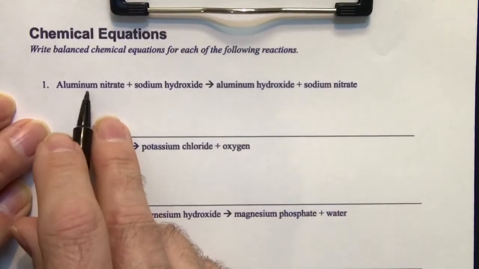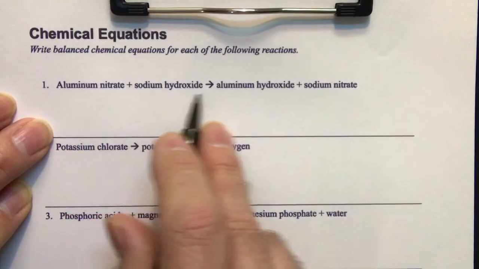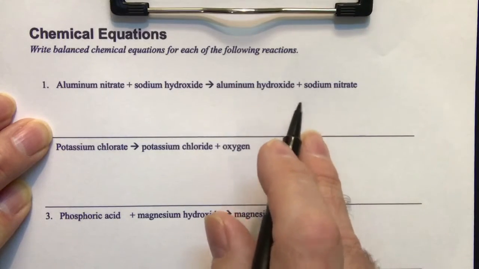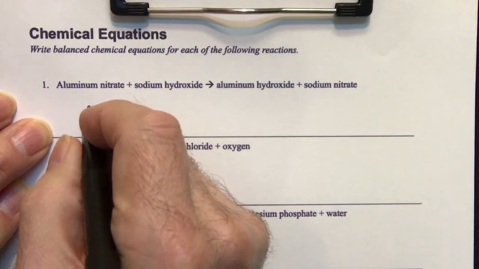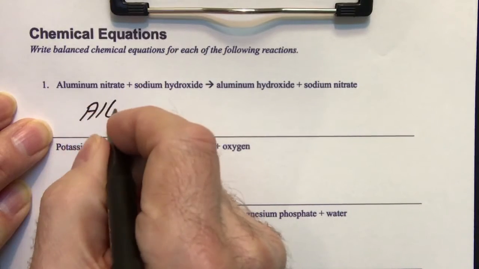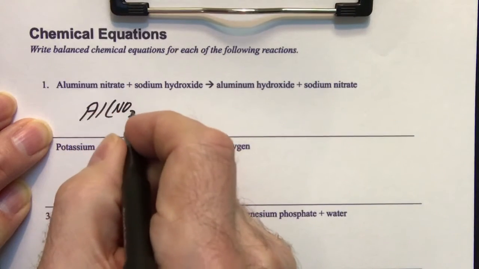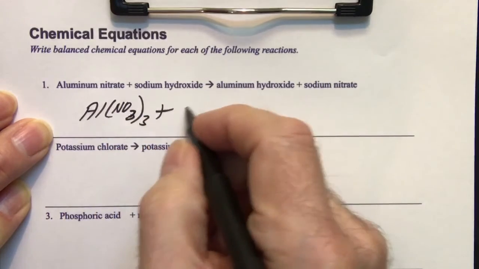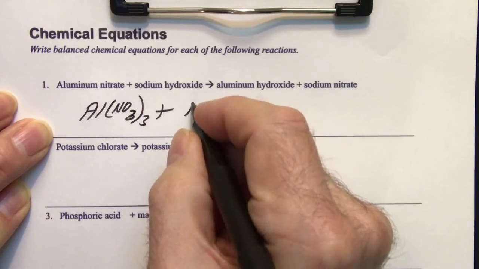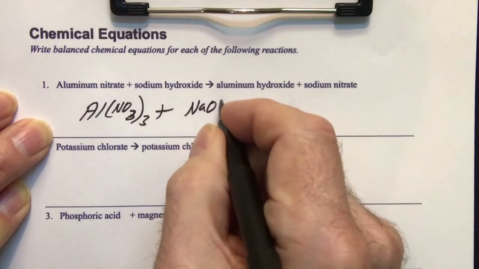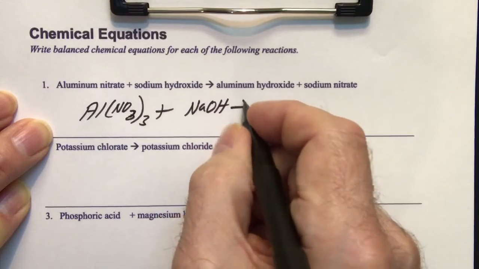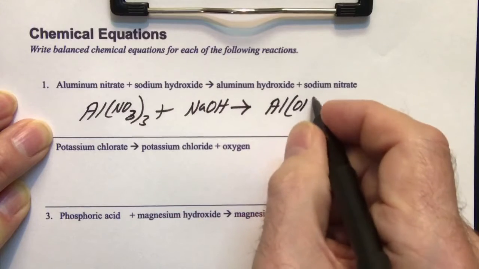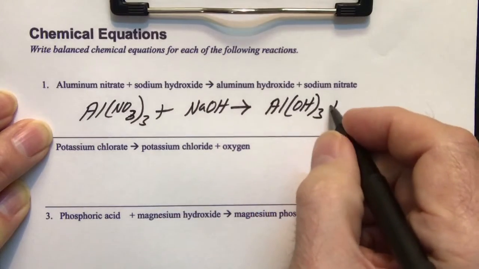Aluminum nitrate reacts with sodium hydroxide to form aluminum hydroxide and sodium nitrate. This is called a double replacement reaction. Aluminum nitrate plus sodium hydroxide. Now leave yourself plenty of room to write coefficients as needed. Produces aluminum hydroxide and sodium nitrate.